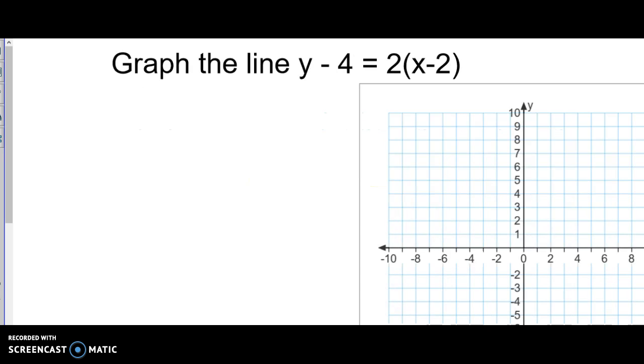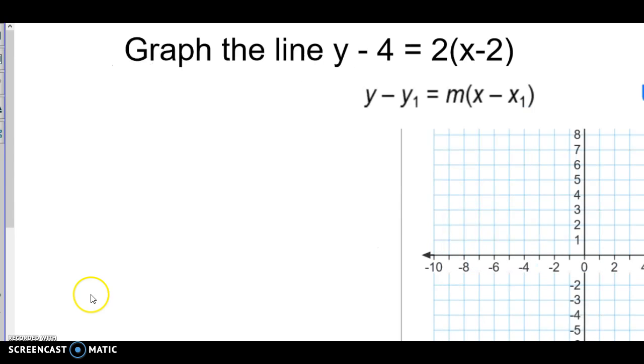Now let's say that I want to graph the line y minus 4 equals 2 times x minus 2. Okay, so I've got the point-slope equation of a line right there for you, and then we're just going to pick out what all our values are.